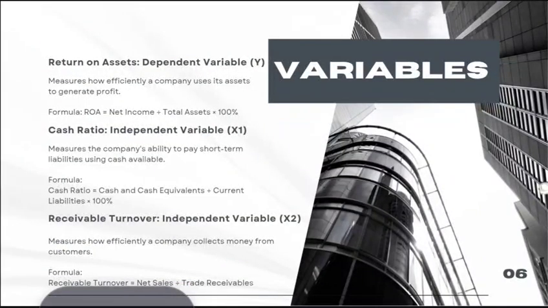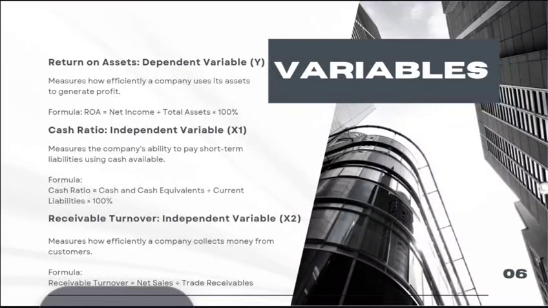The 3 variables used in this study are: my dependent variable, Y, is return on assets or ROA. It measures how efficiently a company converts its assets into profit. It's calculated as net income divided by total assets times 100%. My first independent variable, X1, is the cash ratio. It measures a company's ability to cover short-term liabilities using cash on hand. It's calculated as cash and cash equivalents divided by current liabilities times 100%.